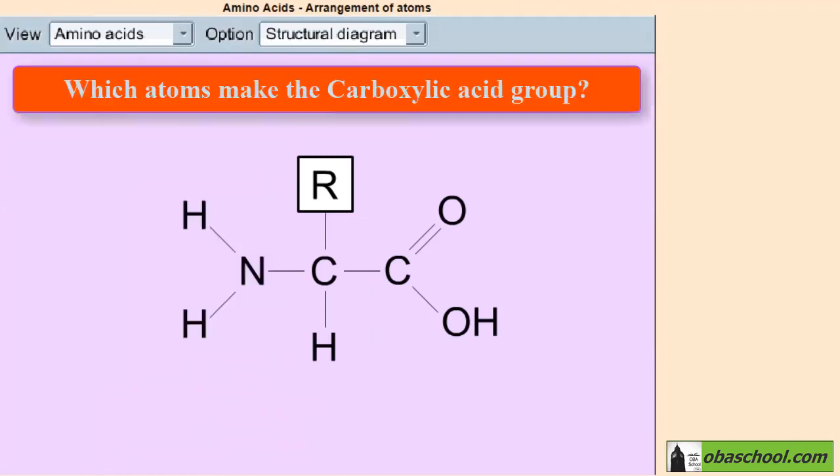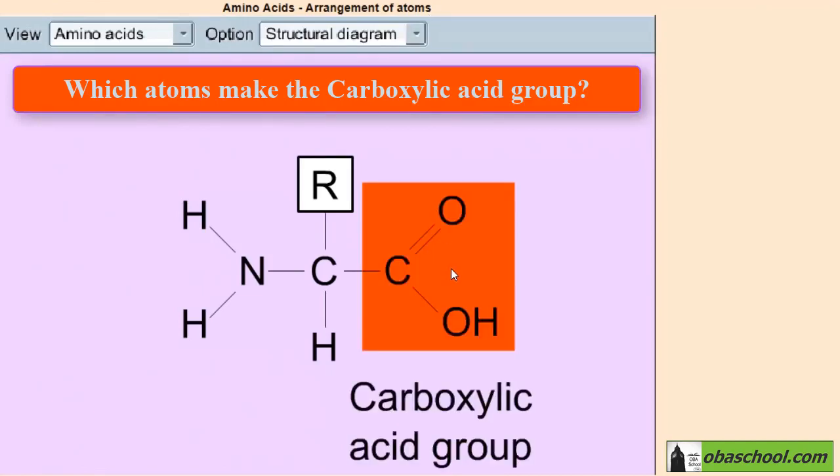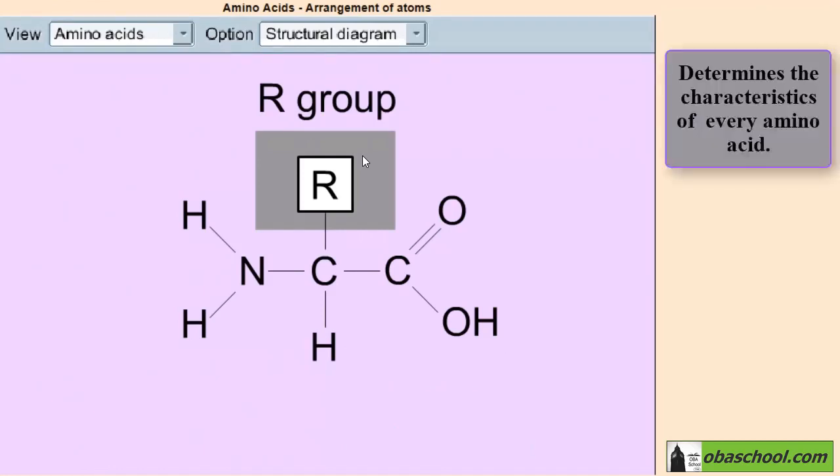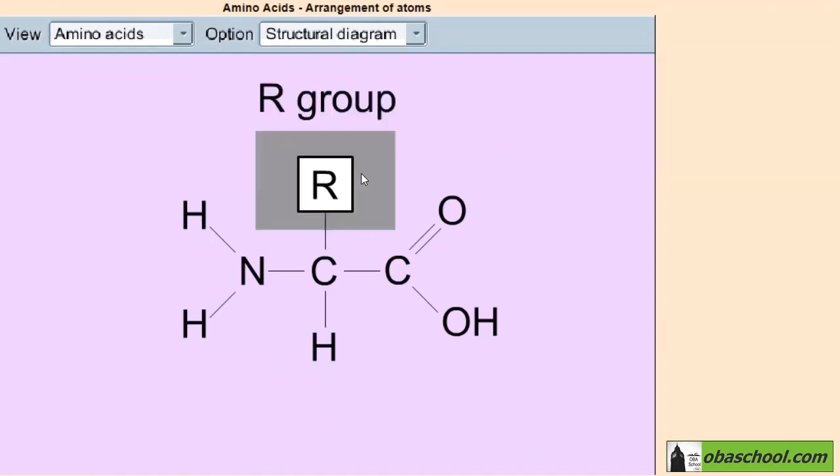Now let's find out which atoms make the carboxylic group. As you can see, it is a carbon atom that is double bonded with an oxygen atom and single bonded with a hydroxyl group, or an OH. And we have the R group. The importance of the R group is that it determines the characteristics of every amino acid. You will discover the atoms that compose the R group in different simulations.